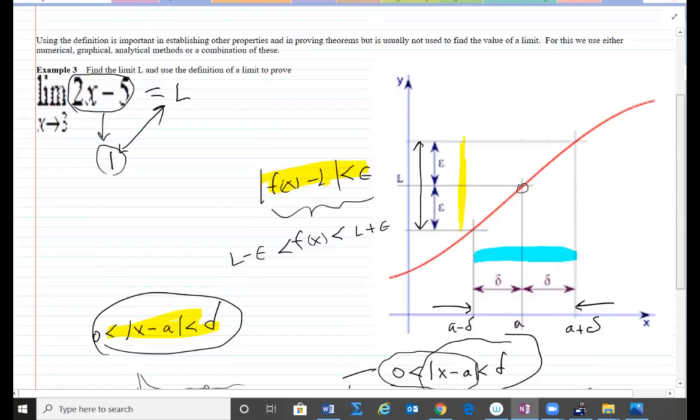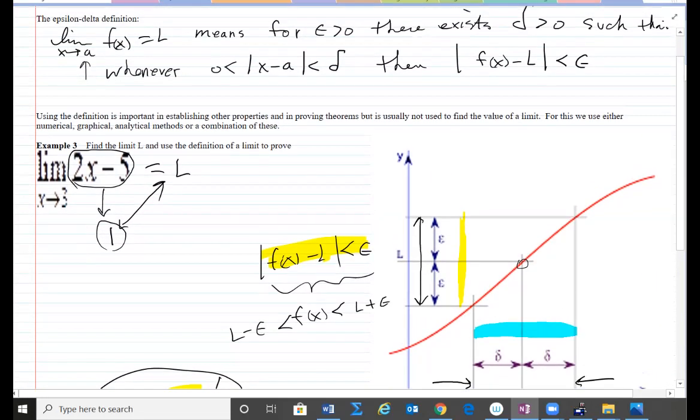Now we're going to look at this particular example, how to use the epsilon delta definition to prove that your limit is actually what you think it is. Okay, so here we have what we think it is. We think it's 1, but we want to prove it using the epsilon delta definition. So this is how you go about that.